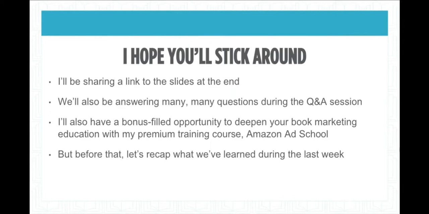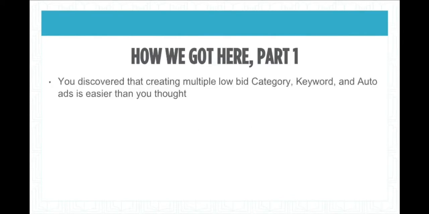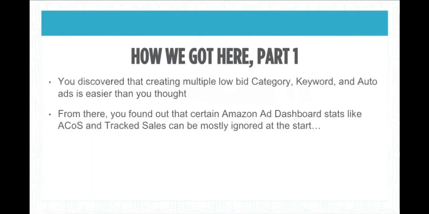Before that, let's recap what we've learned during the last week. How we got here: multiple low bid category, keyword, and auto ads. Creating that was easier than you thought. From there, you found out that certain stats like ACoS and tracked sales can mostly be ignored at the start.